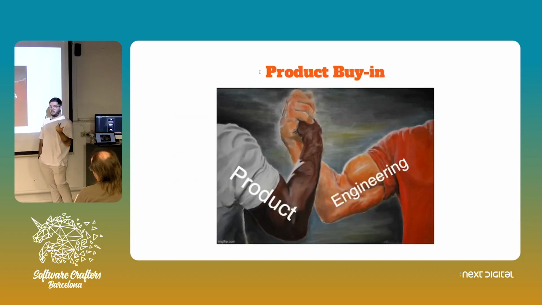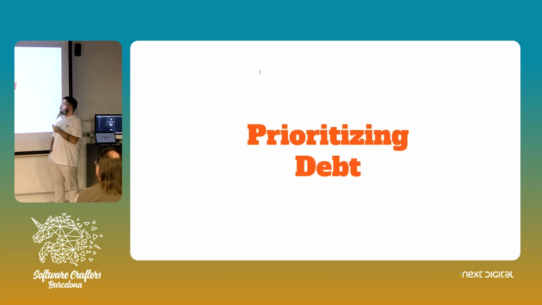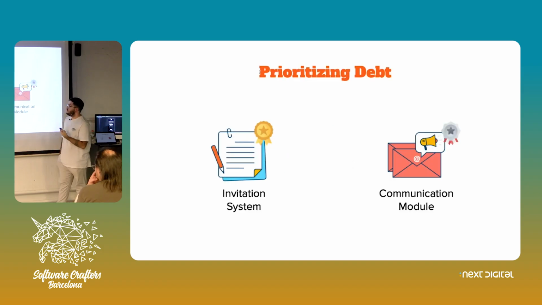So we did it. We got product to buy into the whole refactoring. Our plan was 6 months, up to 8, depending on certain factors that might be outside of our control. They agreed, they came on board, and then we started with prioritization. How do we prioritize this? Get together. It's a simple meeting. 30 minutes, you'll have it done. So we did it, and we have these 2 things.